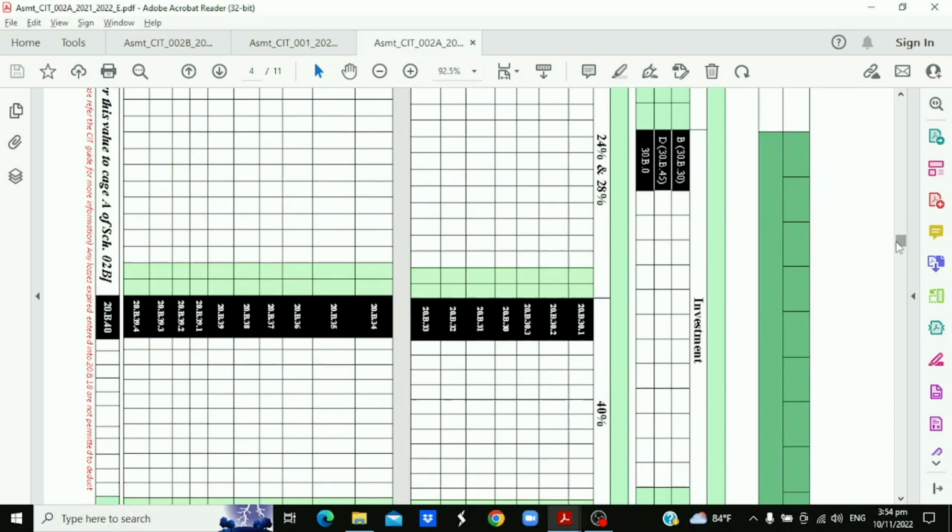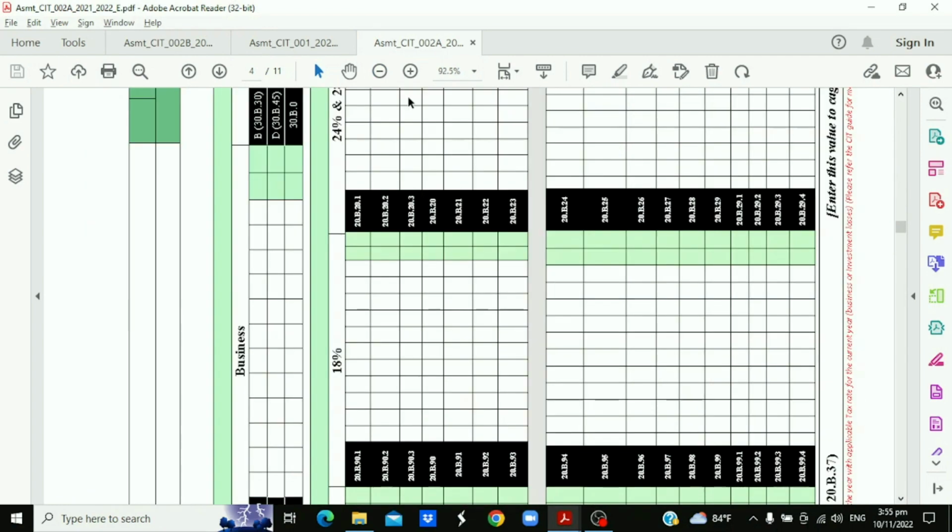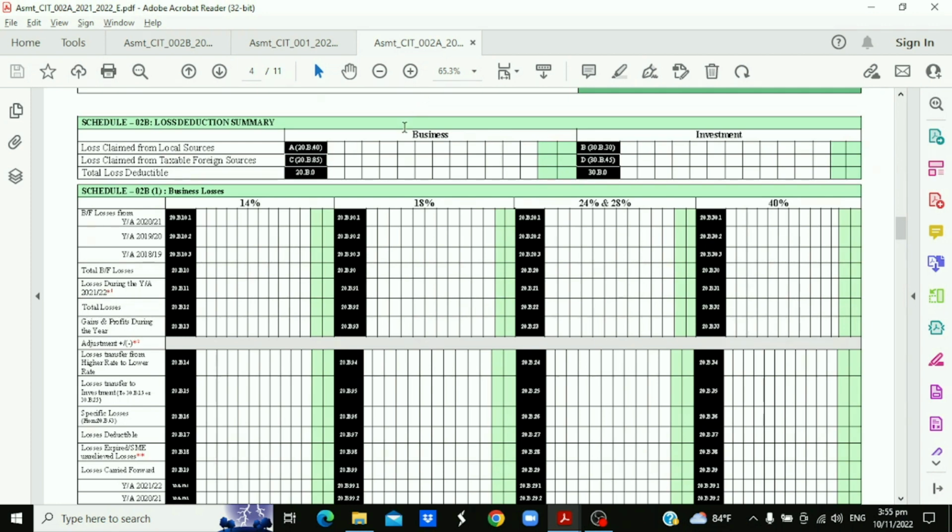Then after completing this summary, we can take the total loss deductible for the business and investment. These two we have to take to the summary of schedule 2, right?